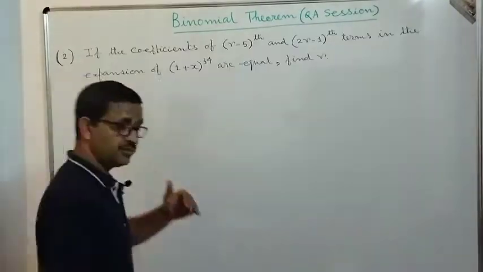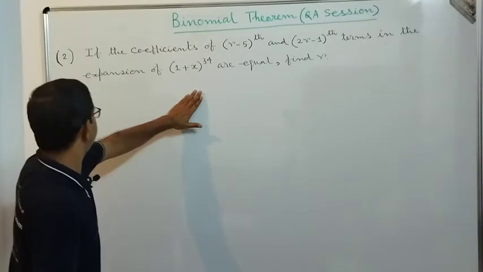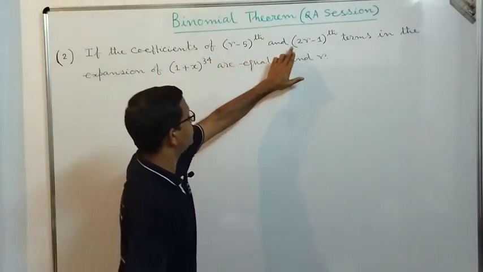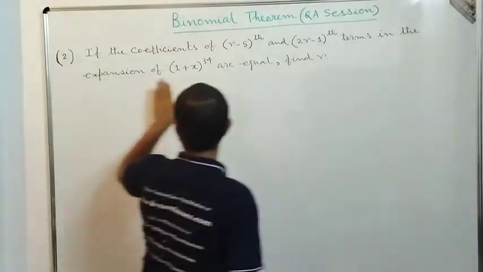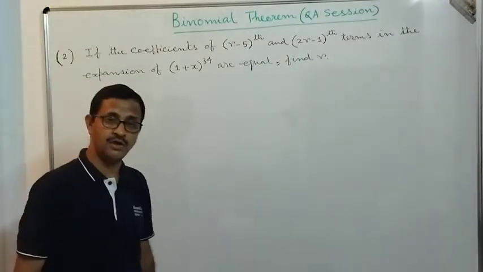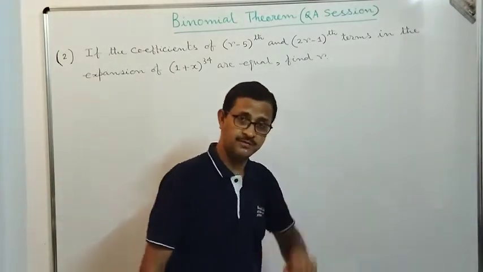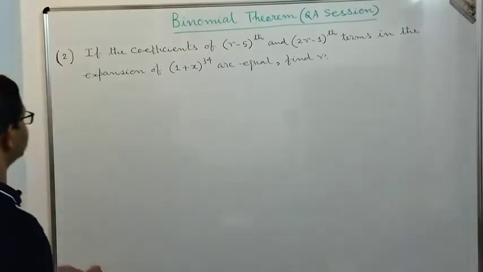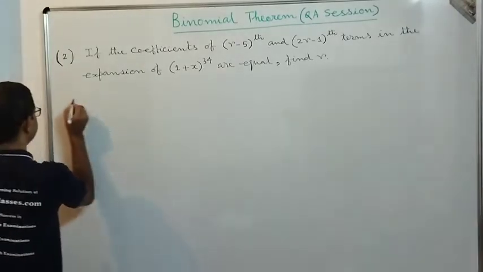Okay, dear students, so here is the second question. If the coefficients of the r minus 5th and 2r minus 1th term in the expansion of (1 plus x) power 34 are equal, we need to find the value of r. So first, let's see what the expansion of (1 plus x) power 34 is.